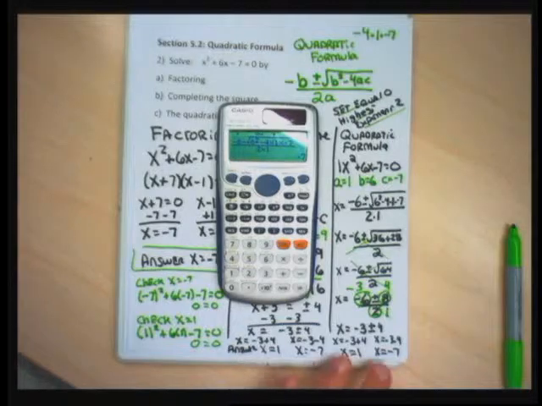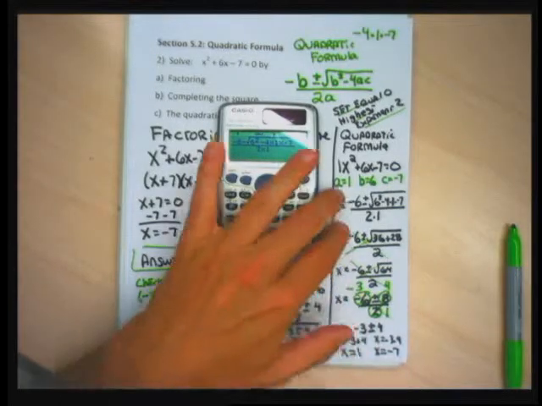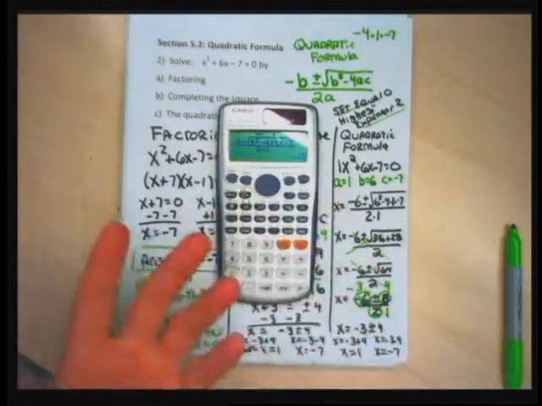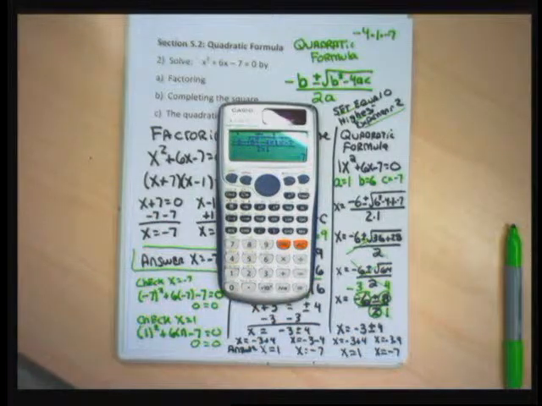So I was able to be pretty efficient with my calculator. I didn't have to type this horrible thing in twice, but I can't do the plus or minus on my calculator. So I have to do the plus separately from the minus.